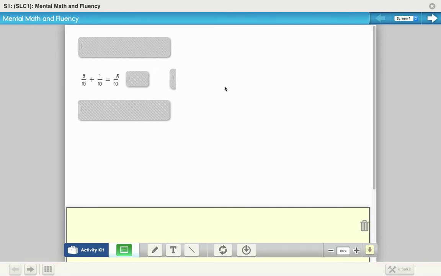The second problem, 8/10 plus 1/10 equals how many tenths? So again, we would add the numerators. 8/10 plus one more tenth would be 9/10. Going on to level 2.